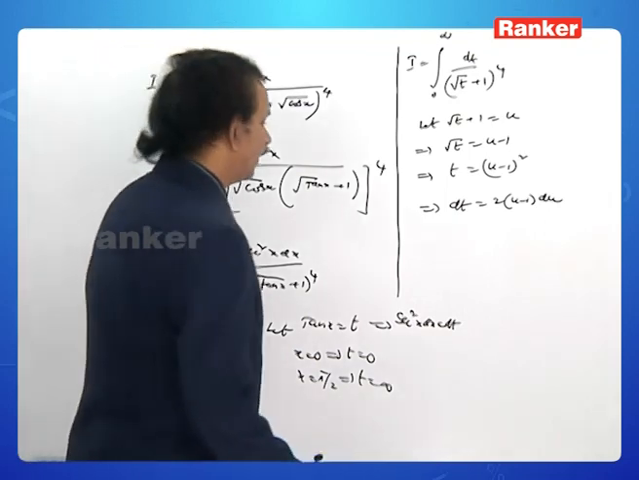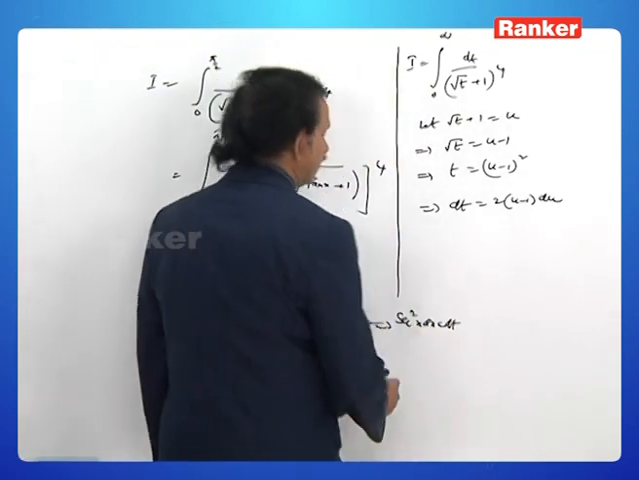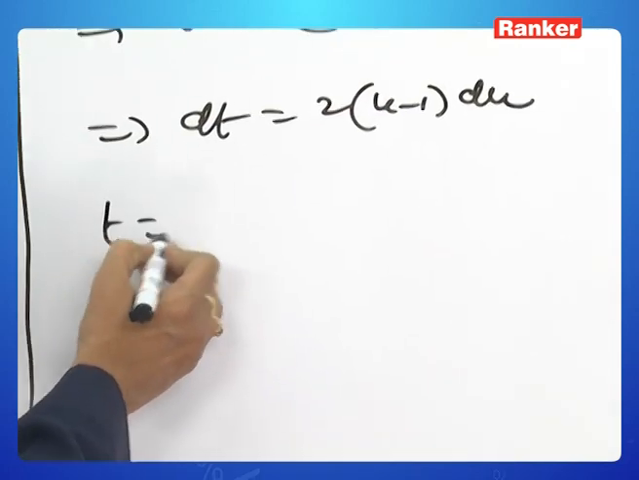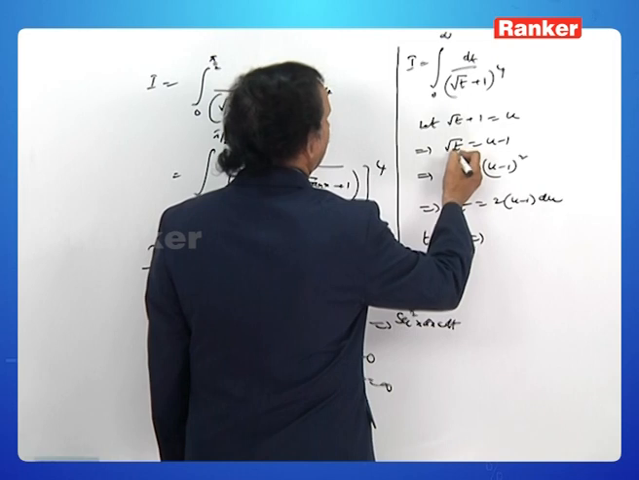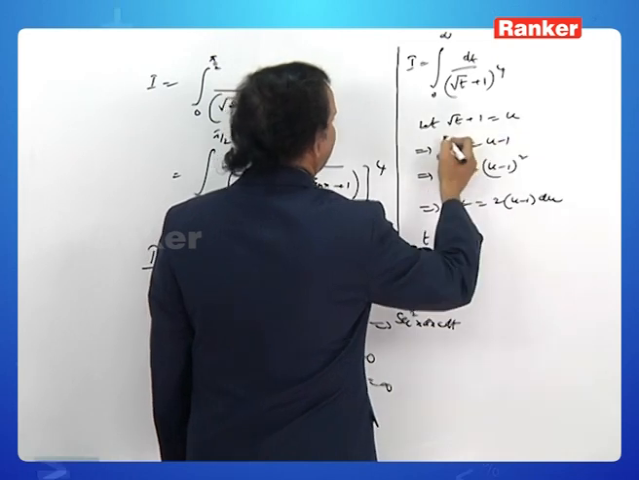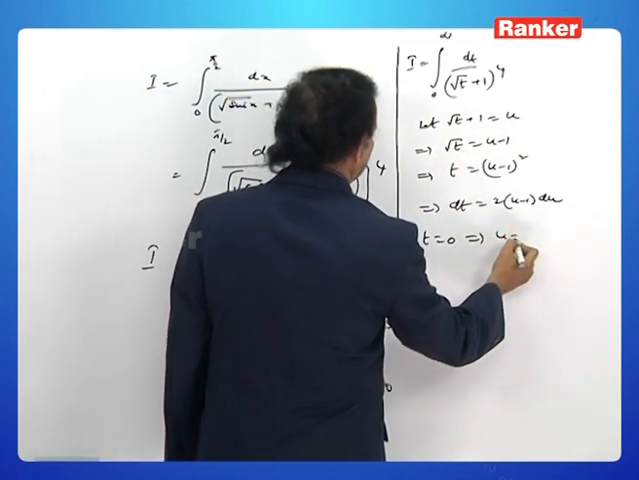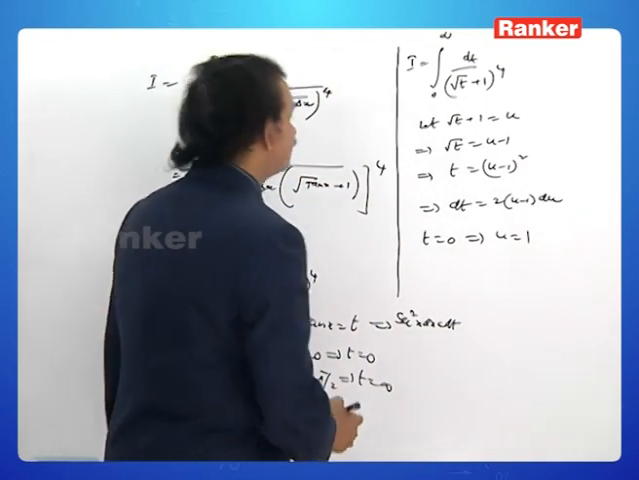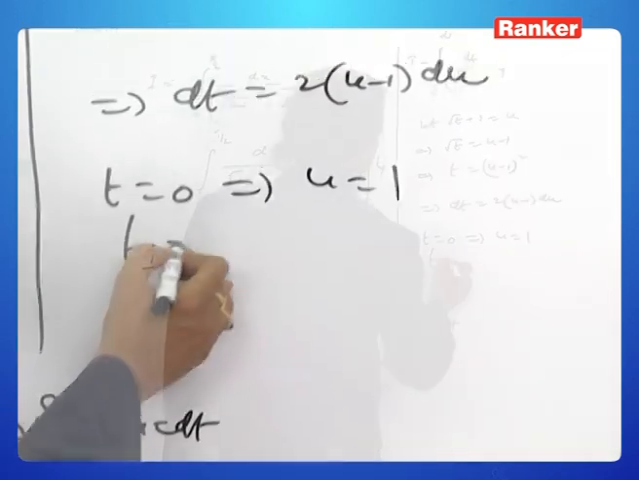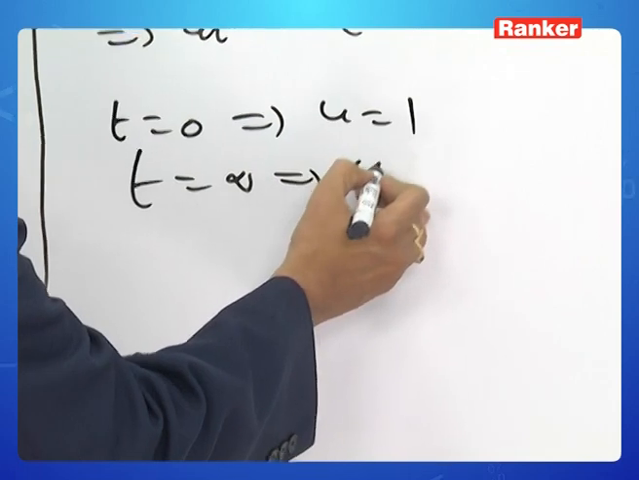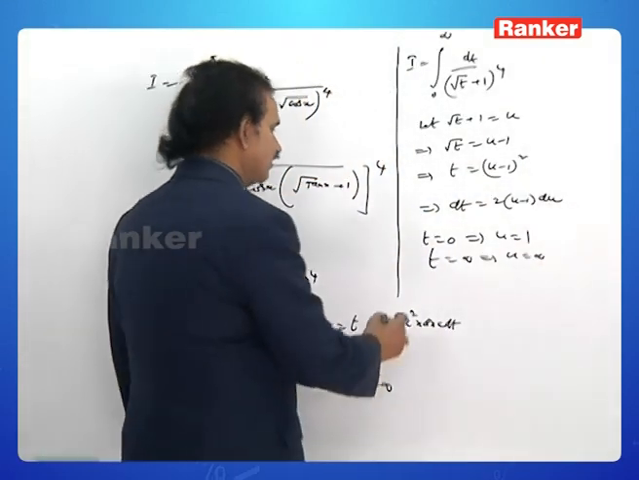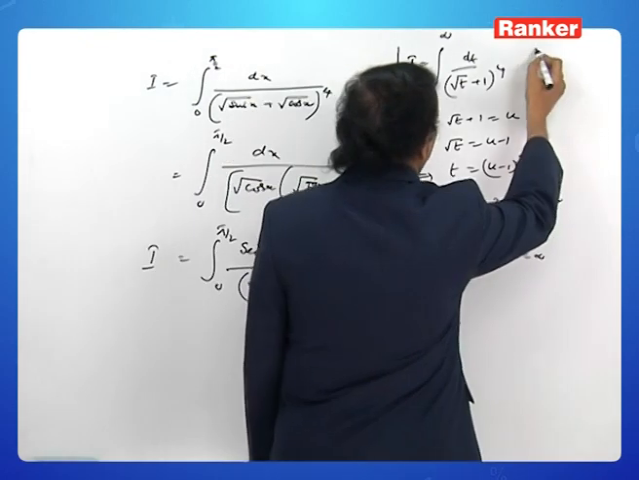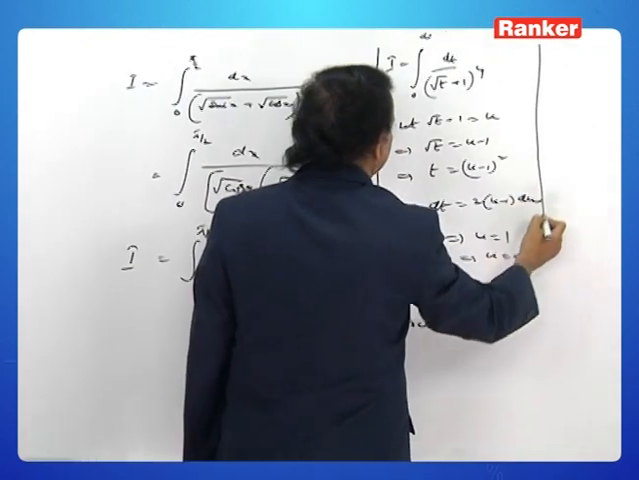Okay, let us see about the limits. What happens if t is equal to 0? t is equal to 0 implies root t is equal to 0, u minus 1 is 0, u is equal to 1. And if t is infinity, automatically u is also infinity. Well, with this new substitution, what is the fate of I?